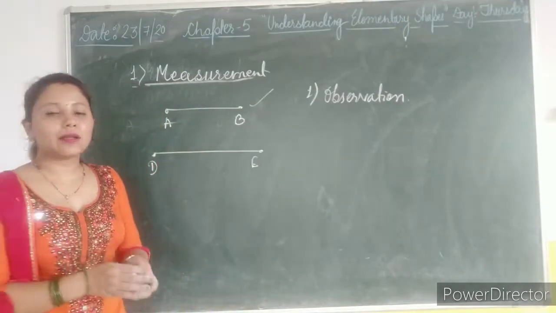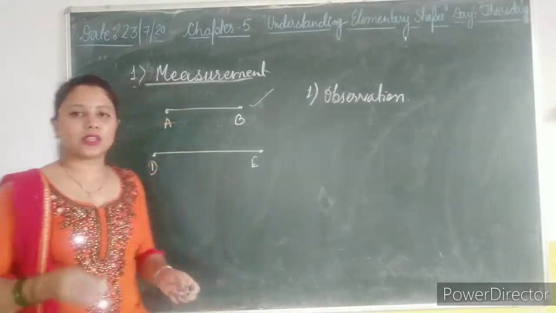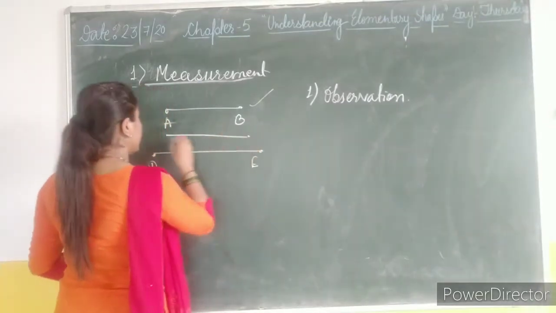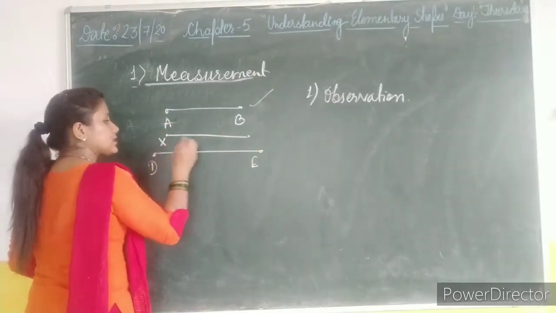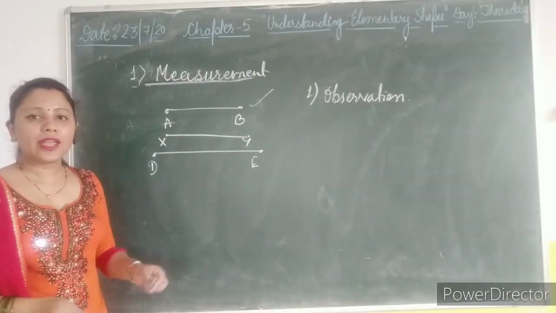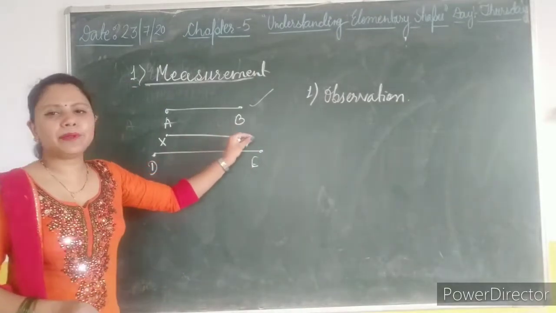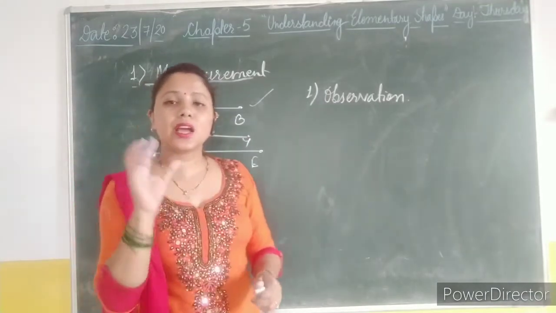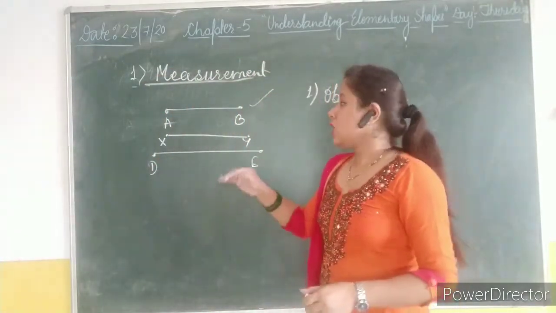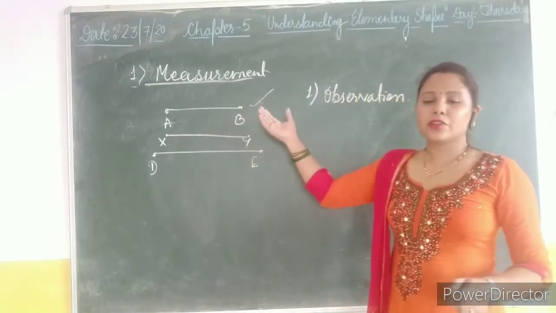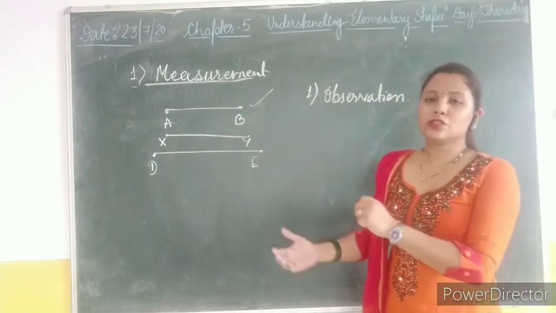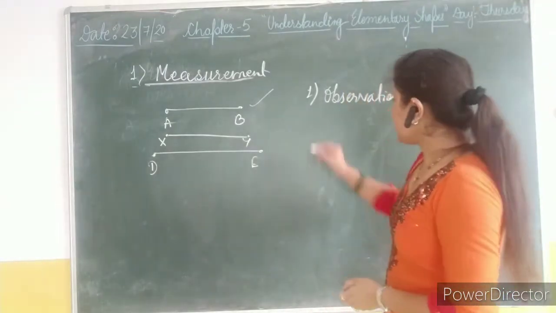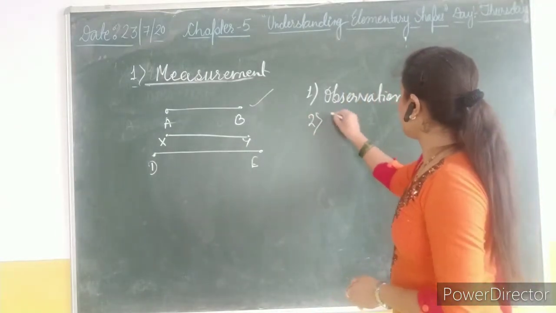But many times our observation fails. How? Suppose that I have a line XY. Okay, and this line is little bit longer than AB, but how much? Clear? So by observation, sometimes it's very difficult to say which one is greater and which one is smaller. Our next method is tracing.